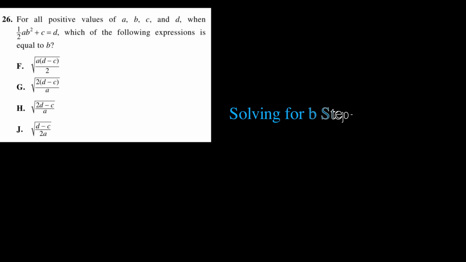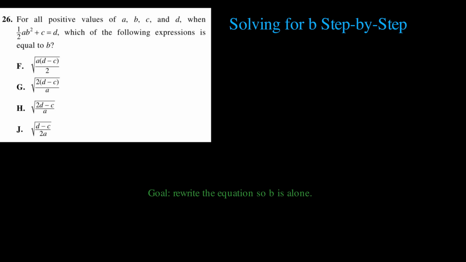All right, let's carefully walk through this ACT question step by step. We are given the equation 1/2 times a times b squared plus c equals d, and the goal is simple. We want to rewrite the equation so that b is alone. Right now, c is being added on the left side. To get rid of it, we subtract c from both sides.